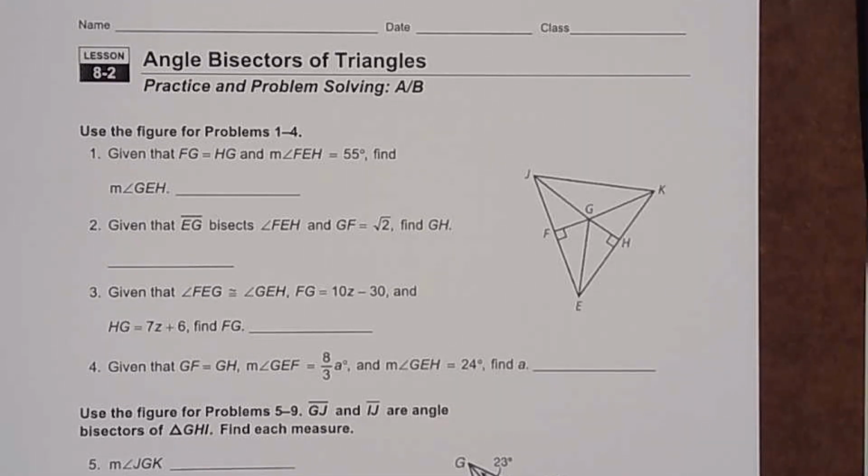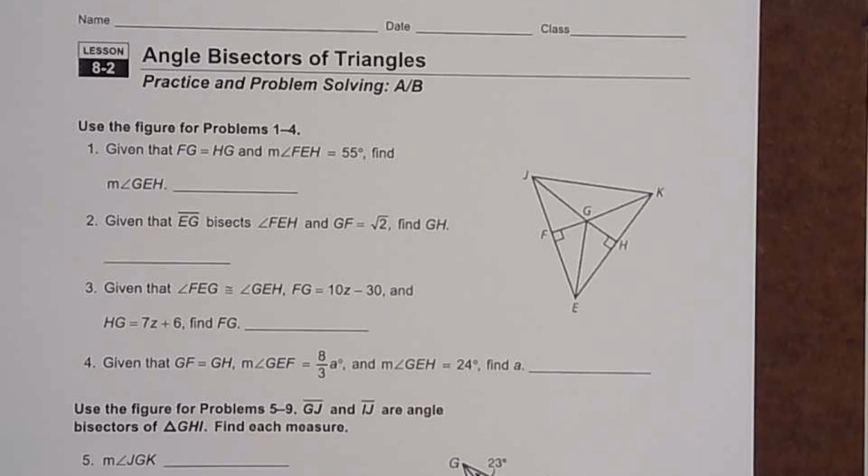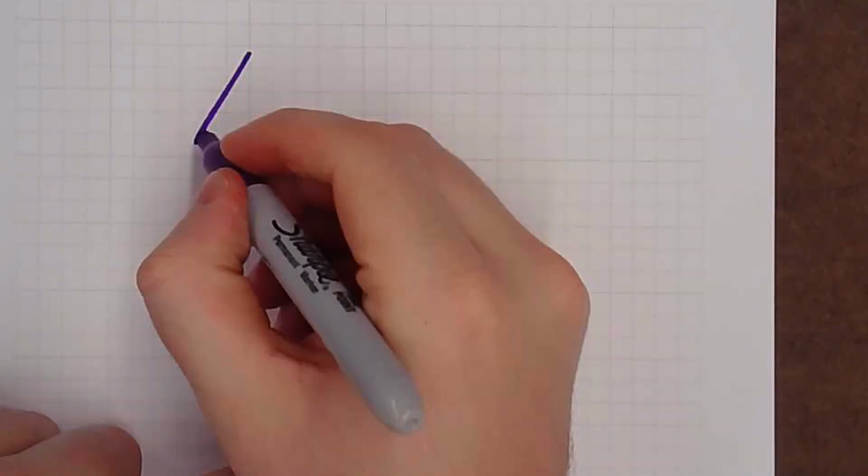All right, so this is 8-2, angle bisectors of triangles. I'll be walking you through the homework and talking about angle bisectors. Before we get into that, let's just talk about what angle bisectors are. You should be familiar with them from before.